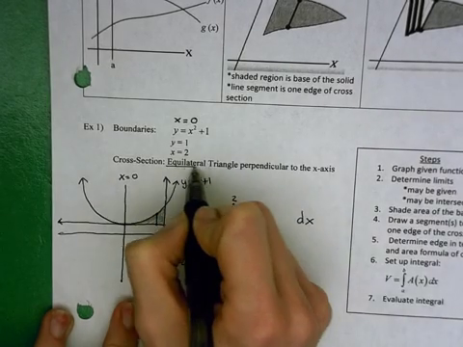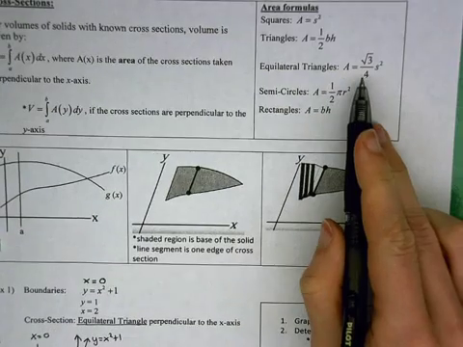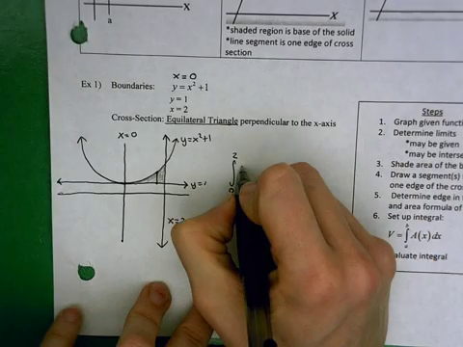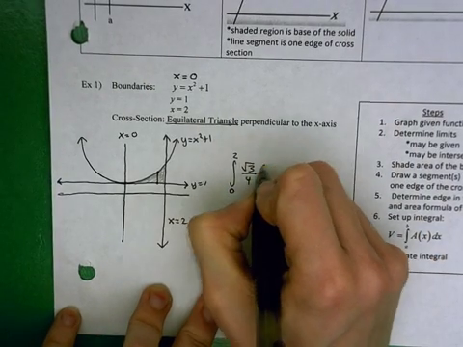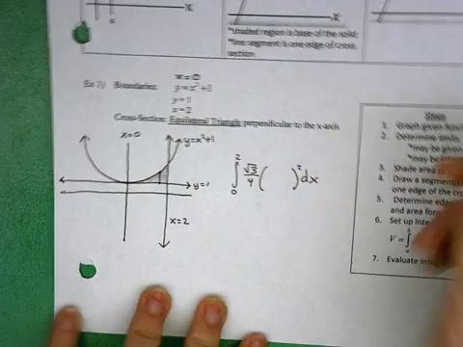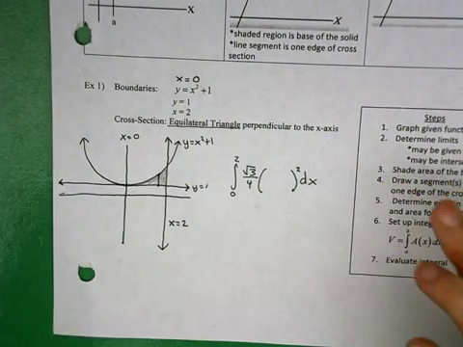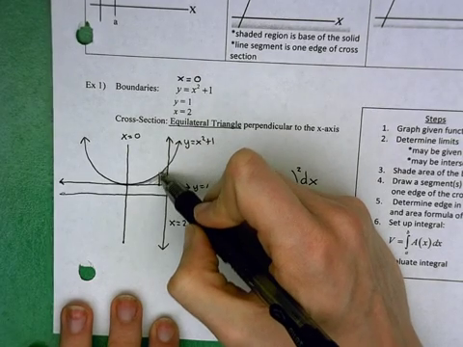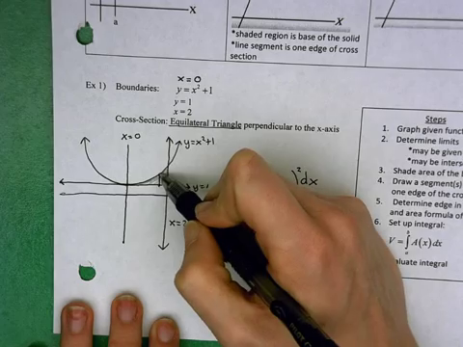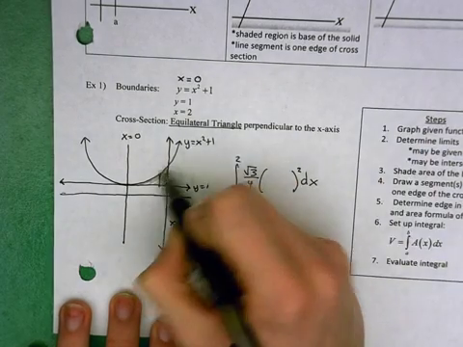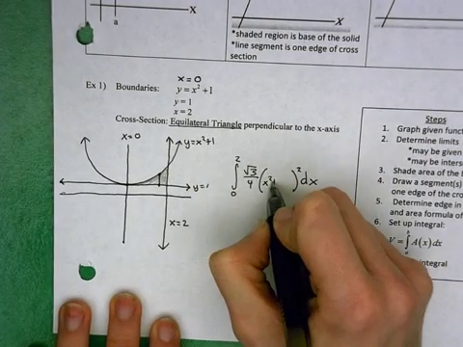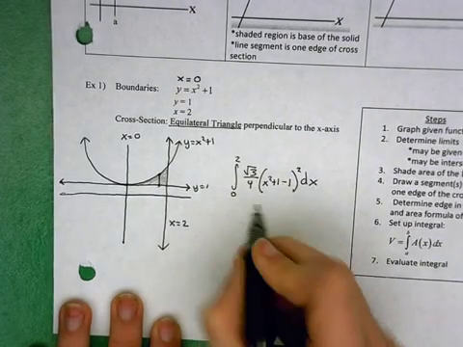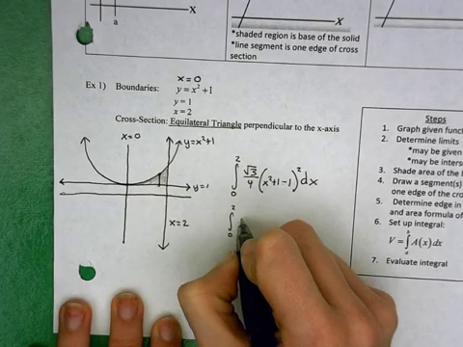And then it's an equilateral triangle, so I'm going to be using this formula, root 3 over 4 s squared. And my s is the side of the equilateral triangle. Well, this here, my representative side, is the side of an equilateral triangle. And if I want to find that distance, it's upper minus lower. My upper sits on x squared plus 1. My lower sits on 1. So upper minus lower, just the same thing.